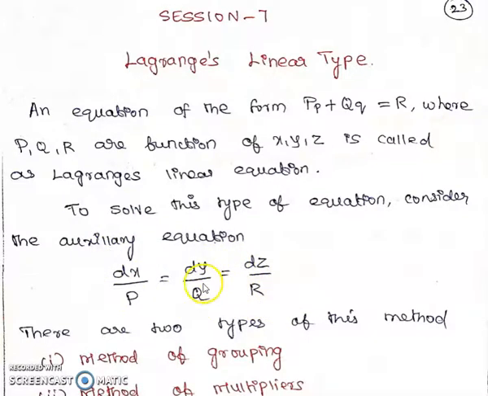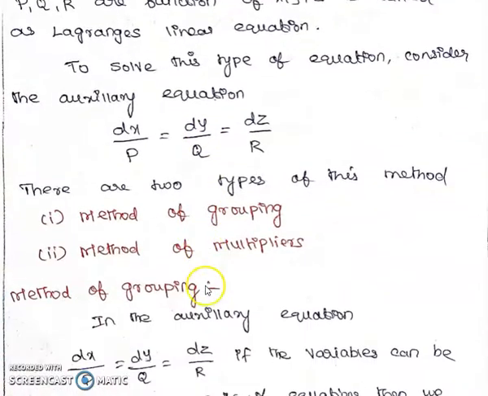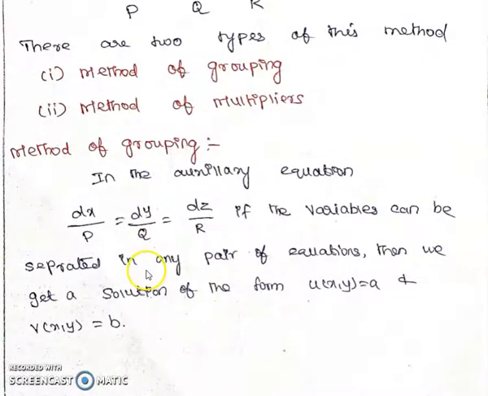Solving this Lagrange's linear equation, we have two methods. One is the method of grouping, another one is the method of multipliers. So first we are going to see the method of grouping. In the method of grouping, the auxiliary equation is dx/P = dy/Q = dz/R. If the variables can be separated in any pair of equations, then we get the solution of the form u(x, y) = a and v(x, y) = b.